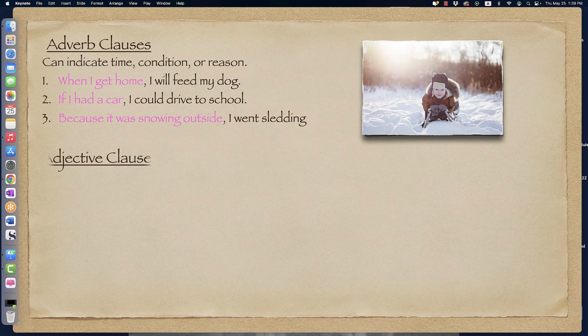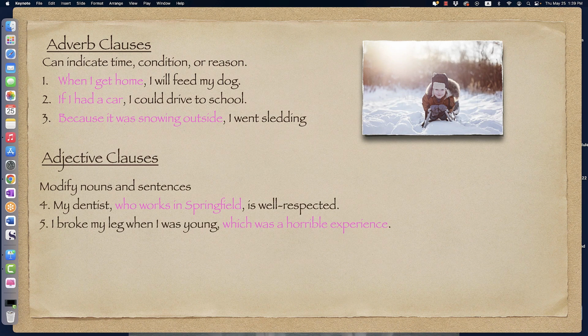We also have adjective clauses. Now, adjective clauses modify nouns or other sentences. So, for instance, in number 4, "My dentist, who works in Springfield, is well respected." So my dentist is the subject of the sentence, and "is" is the main verb of the sentence.